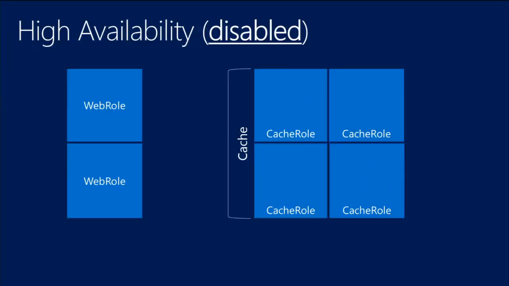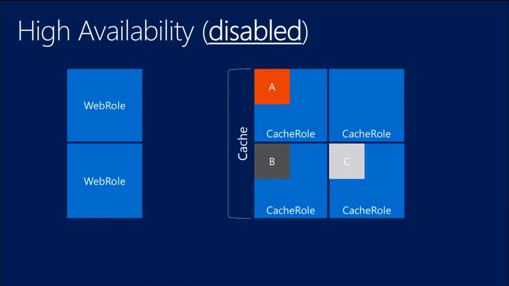So high availability. Here's a caching scenario with no high availability. What we've got here is 2 web role instances and 4 dedicated cache worker role instances. And we're going to put a few items in the cache. And what happens when you put items in the cache is they get distributed around the different role instances that make up the cache cluster.